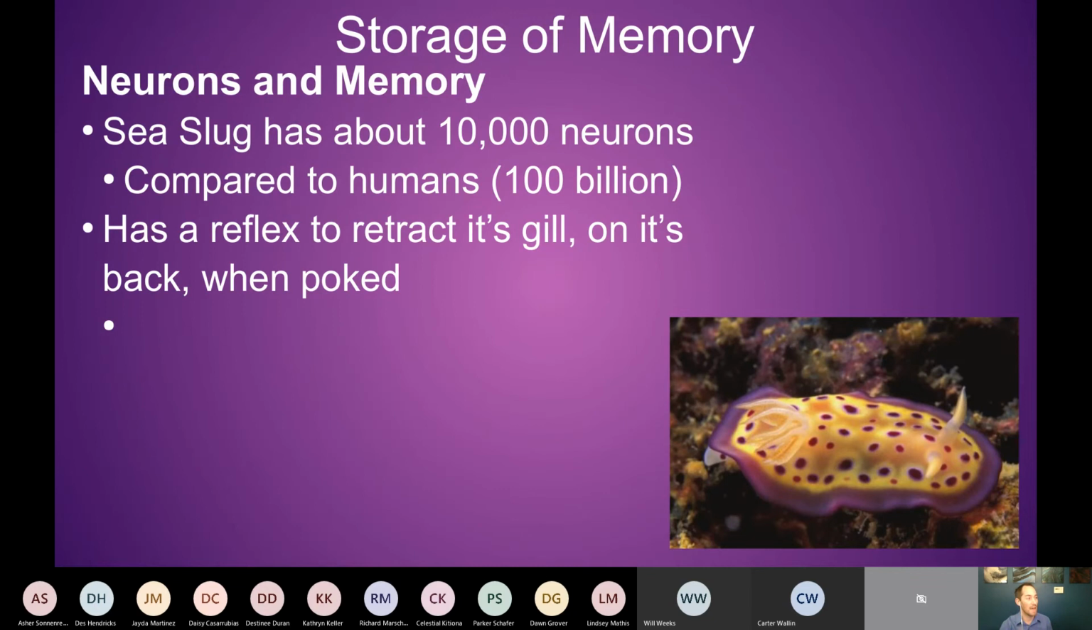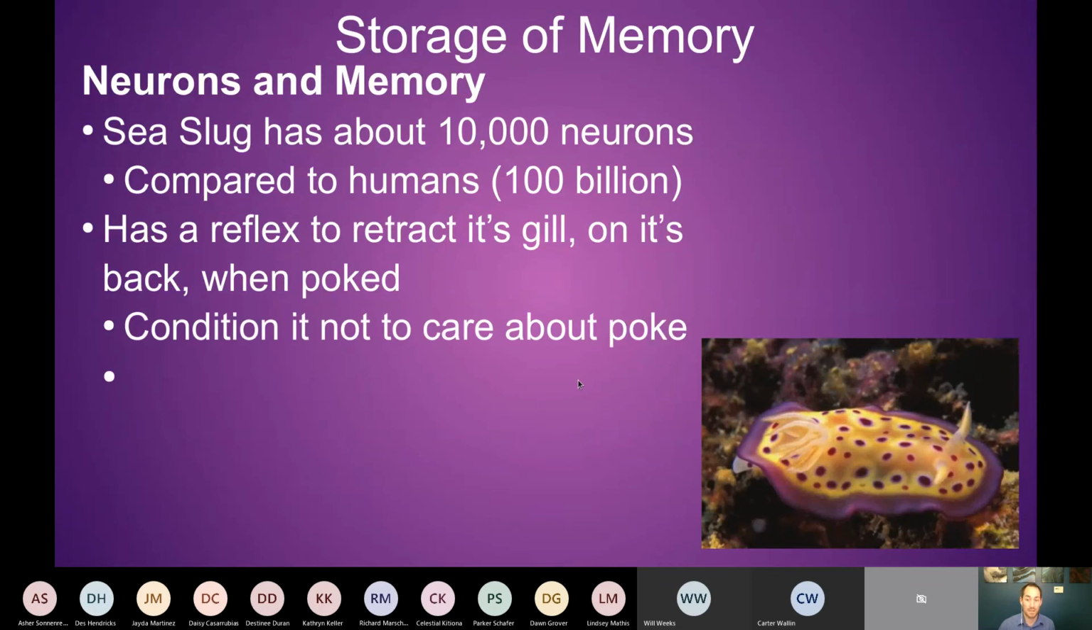The sea slug has a natural evolved reflex to retract its gill, because its gill is a very sensitive part of it. It's a very essential part of its breathing, right? So its gill on its back, when it's poked. So I think this might be its gills. I'm not actually sure though. This might not actually be the exact right sea slug too. But it is a sea slug, and when you poke its gill, it will retract it because it doesn't want it to get eaten. It doesn't want to get damaged. It wants to live, right?